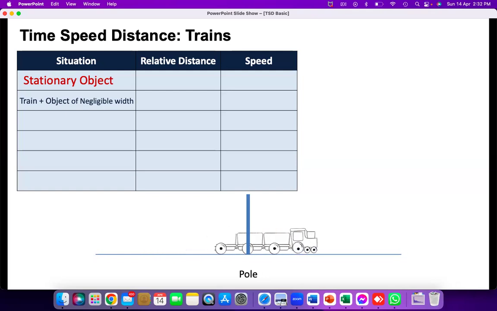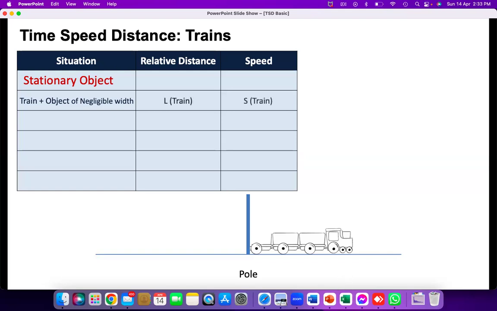Now, see, this is an electric pole. How much distance is traveled by this train to cross this electric pole? Equal to the length of the train. Right? So now, if I need to find the time taken to cross the pole, what will you do? Length of train divided by speed of train.